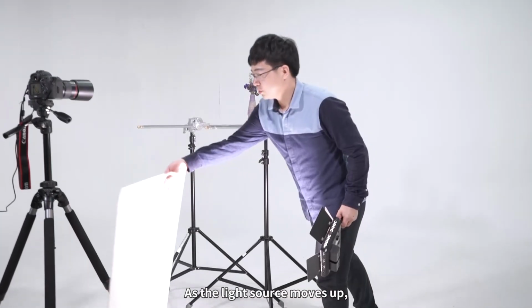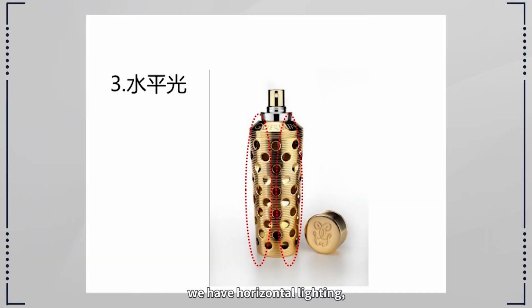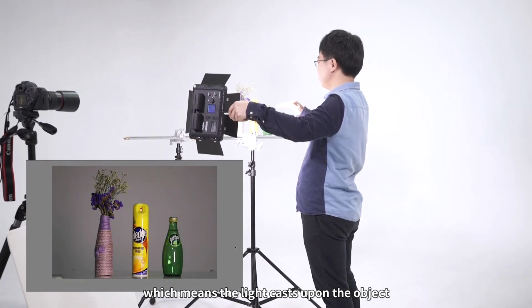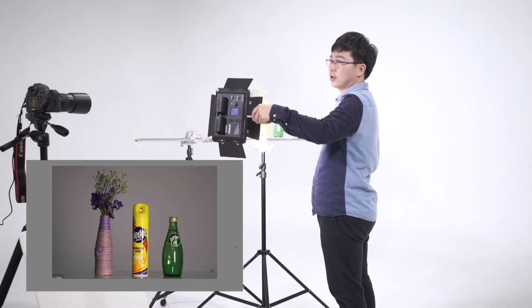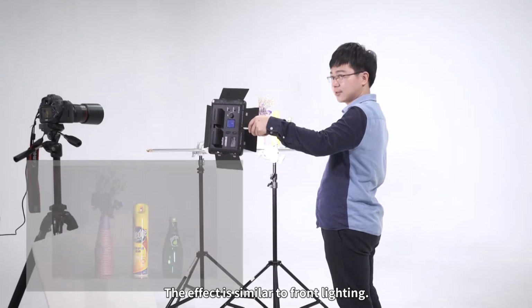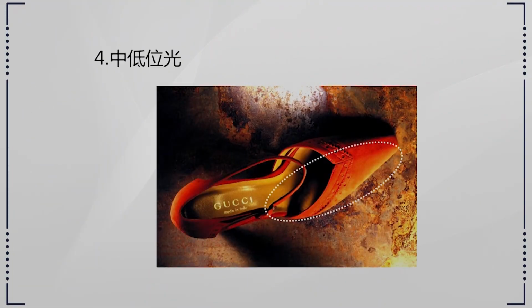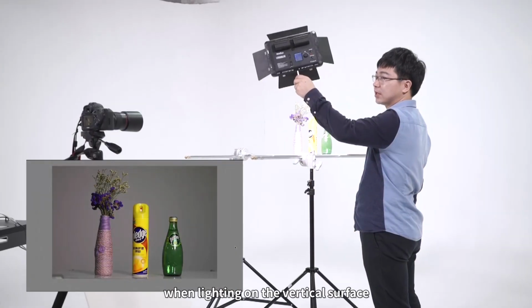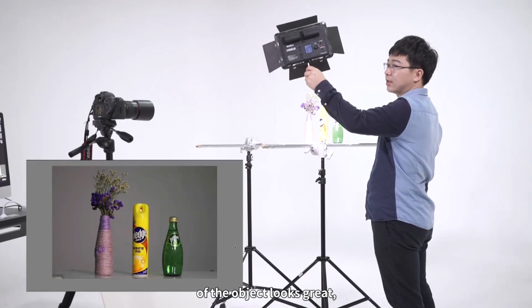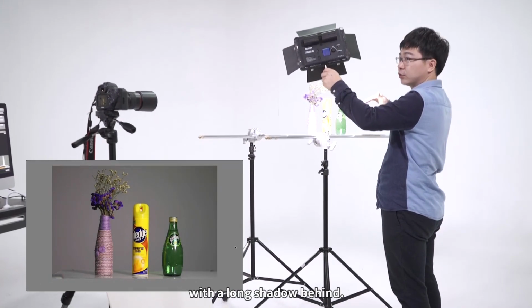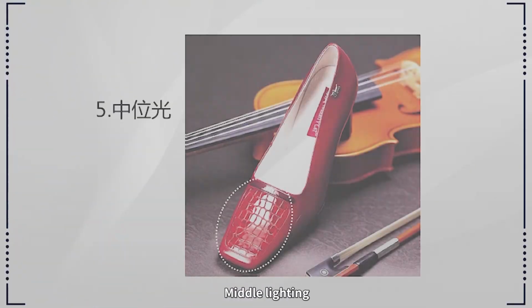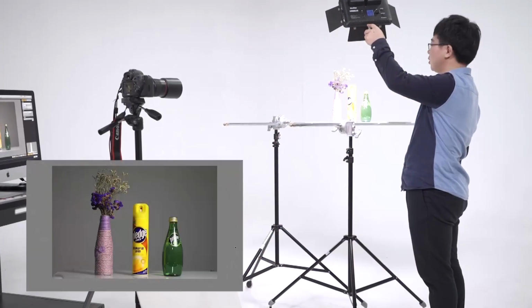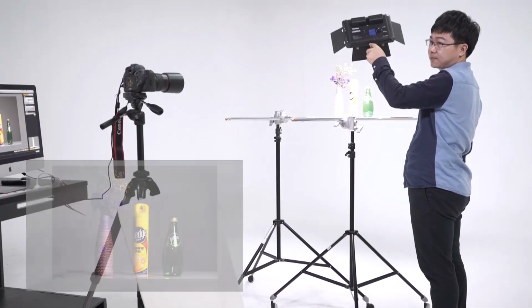As the light source moves up, we have horizontal lighting, which means the light casts upon the object in the middle of its height. The effect is similar to front lighting. Low and middle lighting comes at an angle of 20 degrees above the object. When lighting on the vertical surface of the object looks great, with a long shadow behind. Middle lighting comes at an angle of 45 degrees above the object, giving it a natural look.